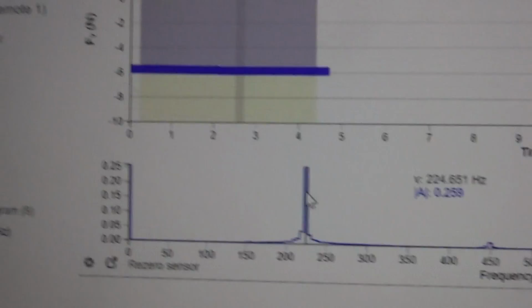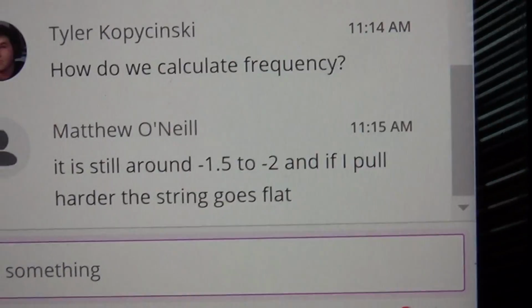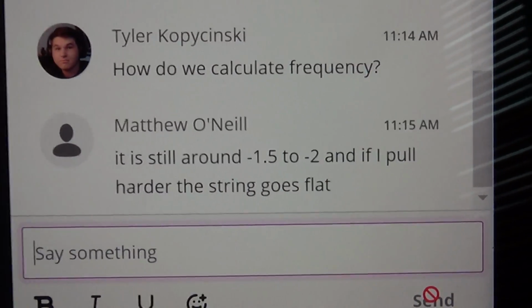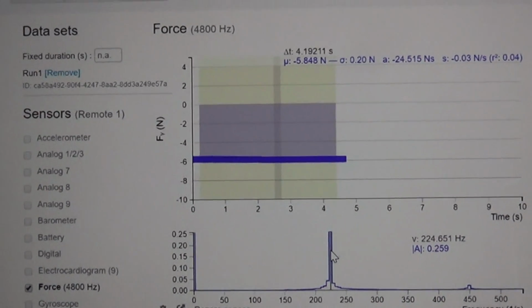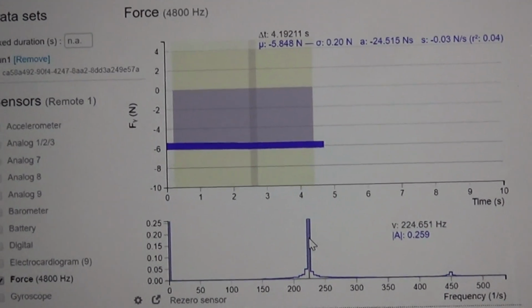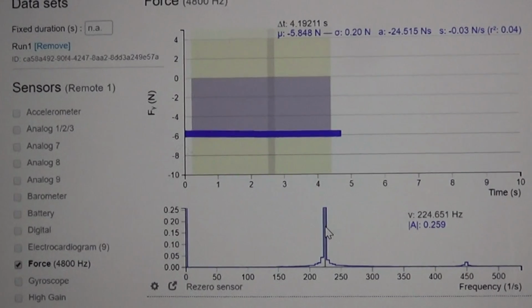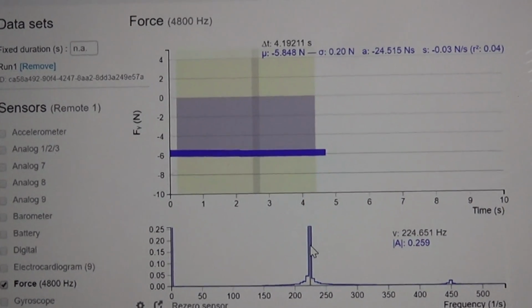And there we have that frequency is 224.65 for my data. It'll probably be different for your data. It all depends on what's vibrating on that string. So for me, I would have a force of 5.848 newtons and a frequency of 224.651 hertz.